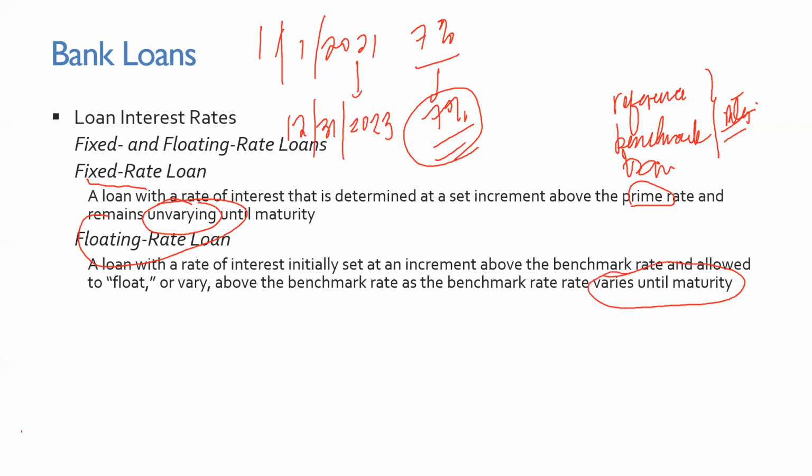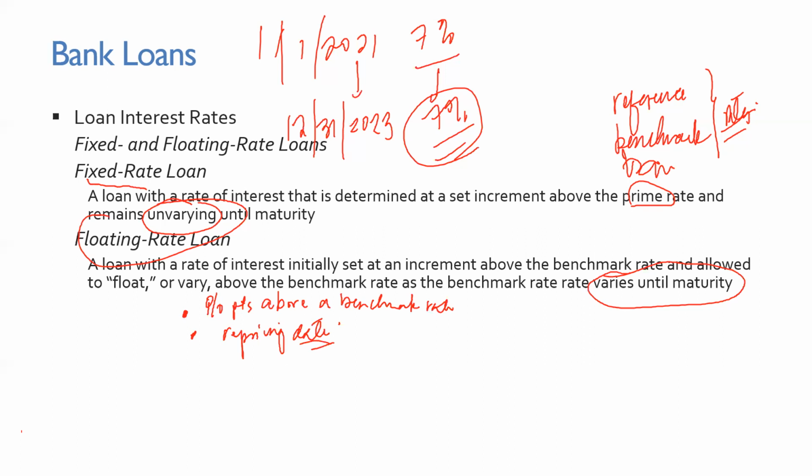Okay? So usually, it states how many percentage points above a benchmark rate. And then it also states the so-called repricing dates. Repricing means when the interest rate of the loan will be changed. Because it's a floating loan. By floating, it varies until maturity of the loan.